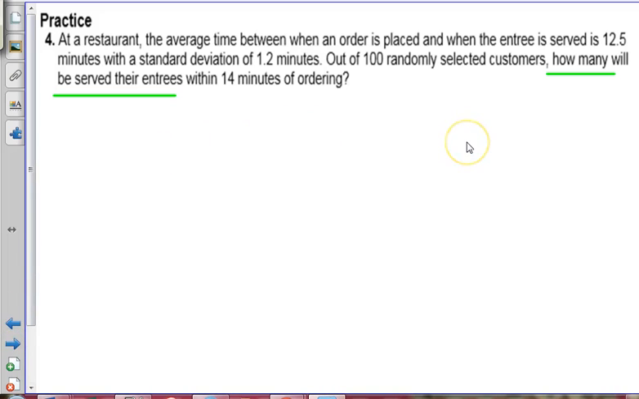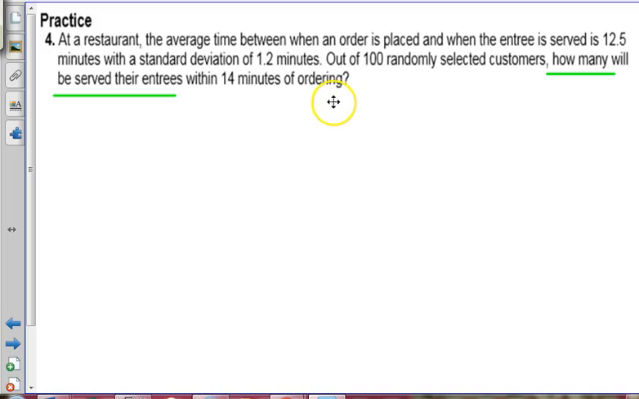All right, here we go. Question for us, actually. At a restaurant, the average waiting time when you place an order until the entree is served is 12.5 minutes with a standard deviation of 1.2, out of 100 customers served. How many will be served their entree within 14 minutes of ordering?